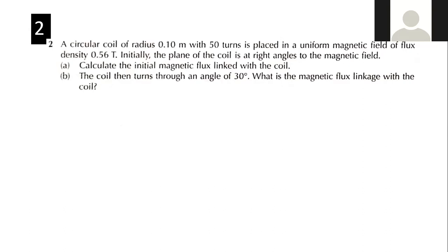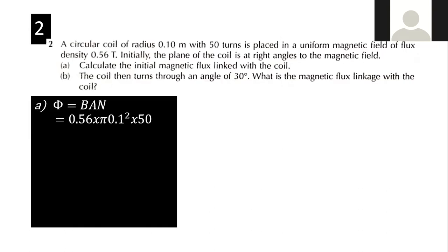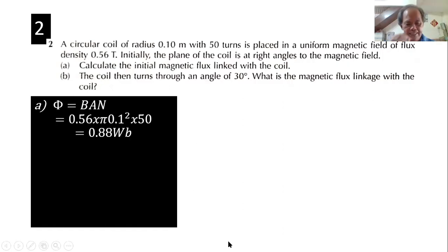What formula do I use? NBA. Okay, BAN, easy to remember BAN rather than NAB. Up to you, it's your choice. Whichever is easier. Then B is given. A is pi r squared. N, because it is circular, is 50. I should be able to get that. Give a unit, Weber.